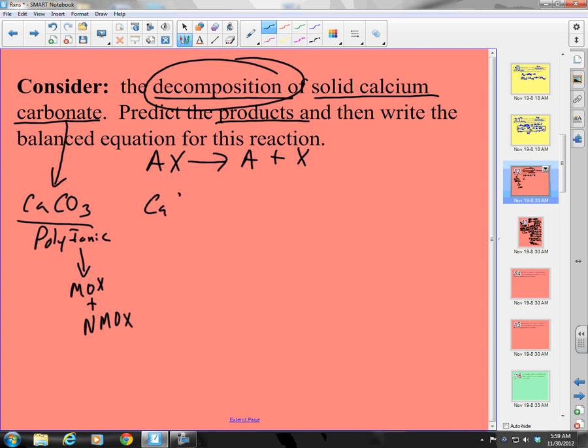So I'm going to take my calcium carbonate, solid, and we are going to break it into a metal oxide, CaO. And now remember, calcium is a +2, oxygen is a -2 when they form ions, so it's a 1-to-1 ratio. And what's kind of left over here? CO2. And CO2 is a gas. Woohoo! Wunderbar.